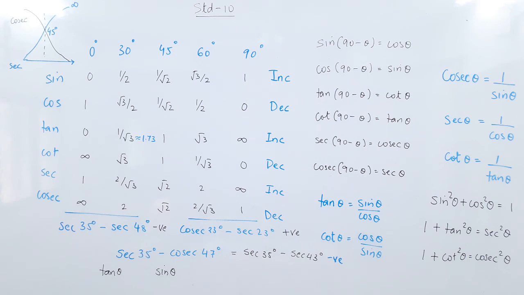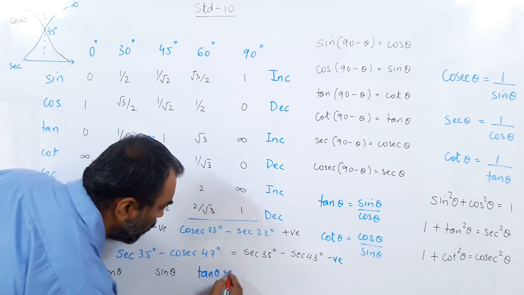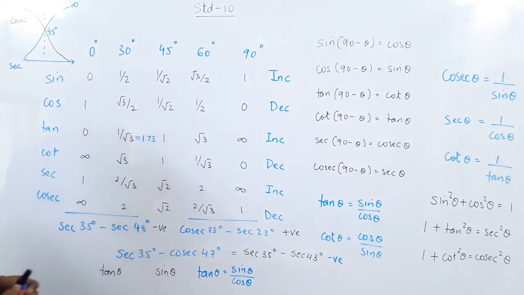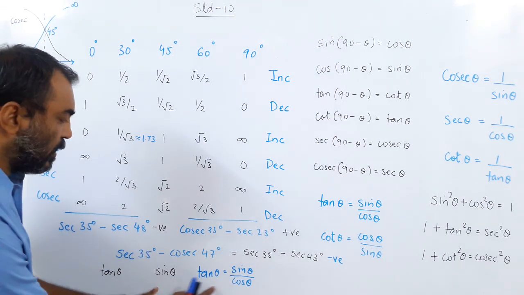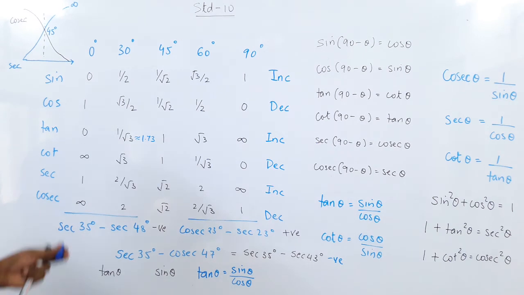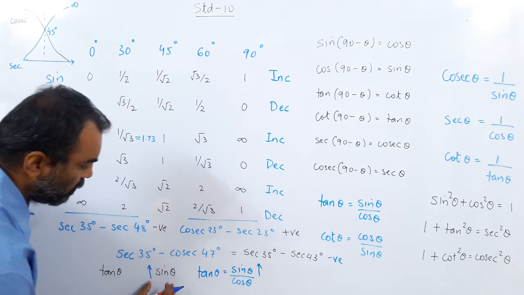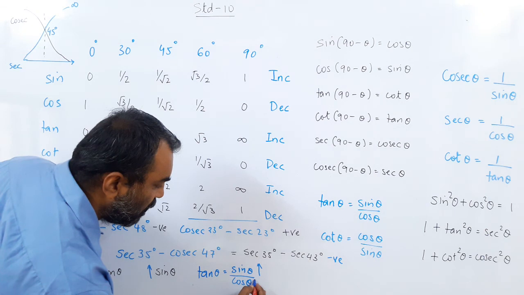Okay? That is how we can see from the table. But how have they done it in the book? The book has shown tan theta equal to sin theta upon cos theta. So sine is an increasing function. But what is cos? Cos is a decreasing function. So when we compare sine with tan, in both these cases the sine is increasing at the same rate. But cos is a decreasing function.